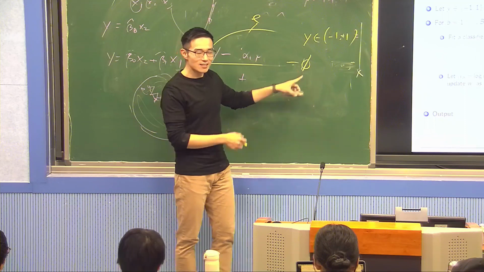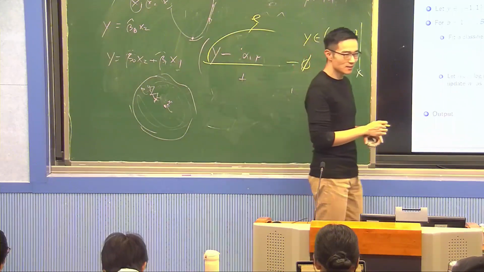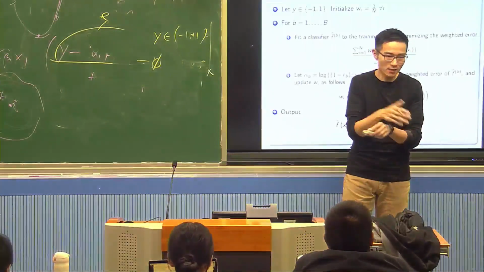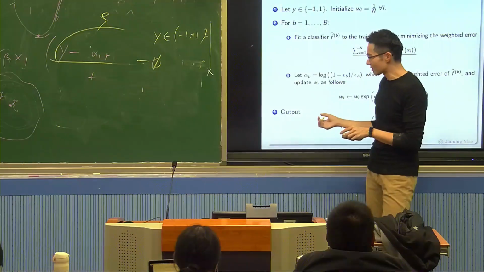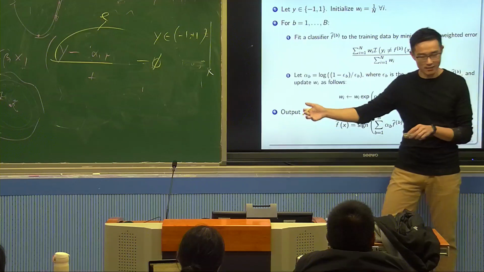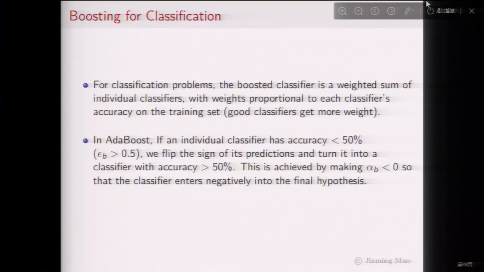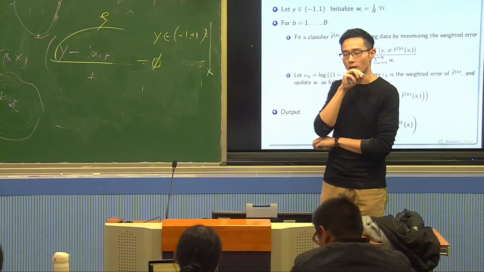So if a tree is mostly correct, we let it stay positive. If a tree is mostly wrong, we flip it to negative, and then it's mostly correct. So then we add it. So if we're adding a negative tree, we're adding something that's a positive contribution. All right? Okay. So this goes back to the idea when I talked about the wisdom of crowds.